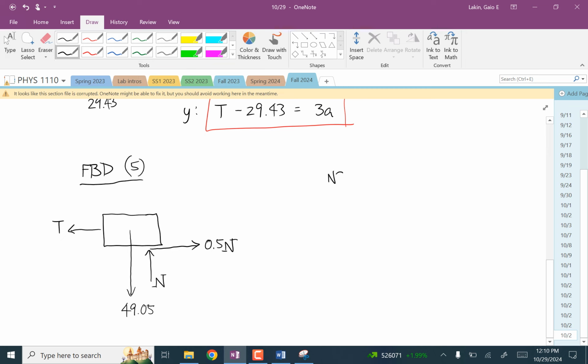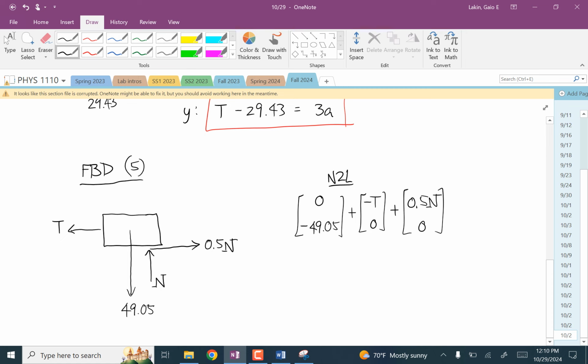And now we can go to Newton's second law. 0, negative 49.05 plus negative T0 plus 0.5 N 0 plus 0 N is equal to the mass times the acceleration.